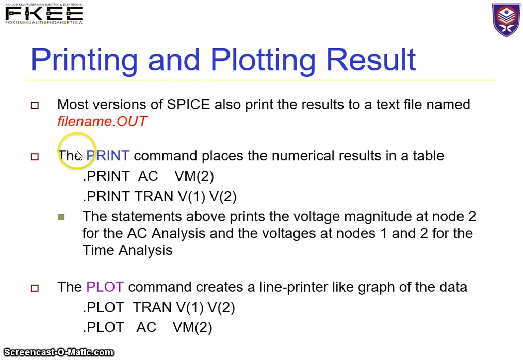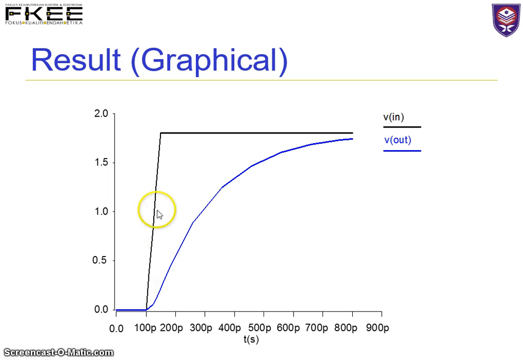In the printing and plotting of results, you can have a .print or .plot. .print will just print the value of whatever you want, the AC analysis, the transient analysis of these voltages, or plotting the graph in transient and AC analysis. So this is one example, a graphical result of V in and V out. This is .plot actually. So the input is the black one, the output is the blue one.